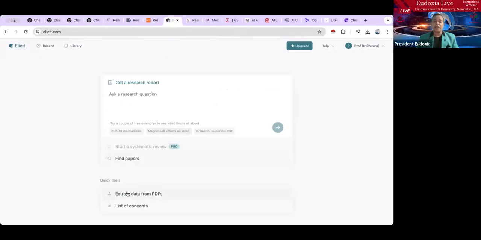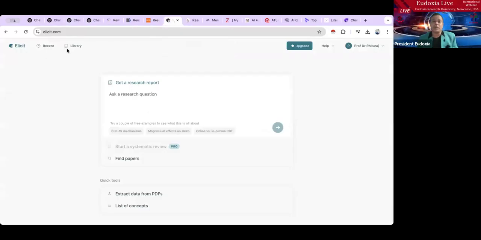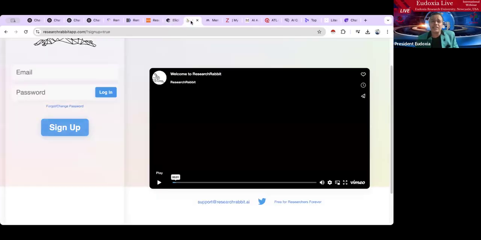You can also extract the data from the PDF, and in our GPT also it is there. Okay, the qualitative data collector and analyzer will also do the same thing. So you have the opportunity there. Anyone you can use. I am sharing both. All right. So then Research Rabbit. Research Rabbit is also a very popular AI-based software which is used by scholars.